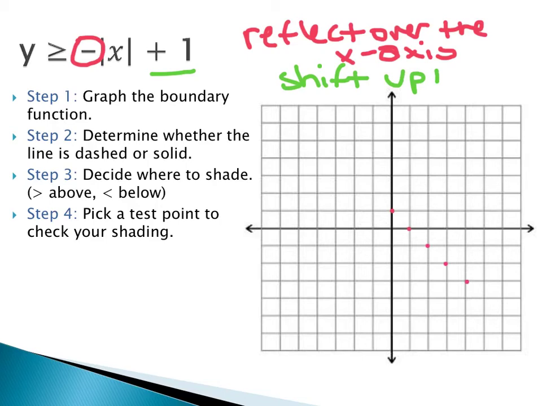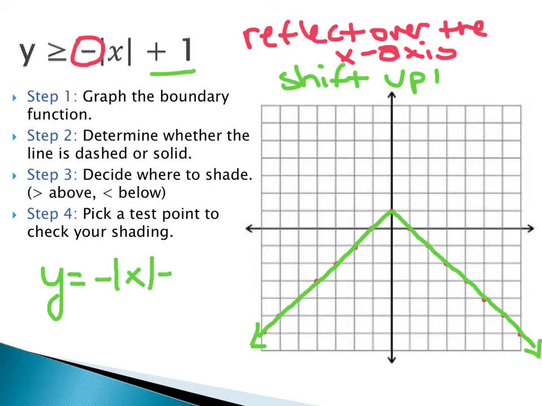So here are my new points. So this is what we kind of think of as my boundary line. Now it's not a line, it's my boundary function. So now I need to determine, is it going to be solid or dashed? Well, because of this equal to symbol, I know it's going to be solid. So far, all we've graphed is y equal to negative absolute value of x plus 1.